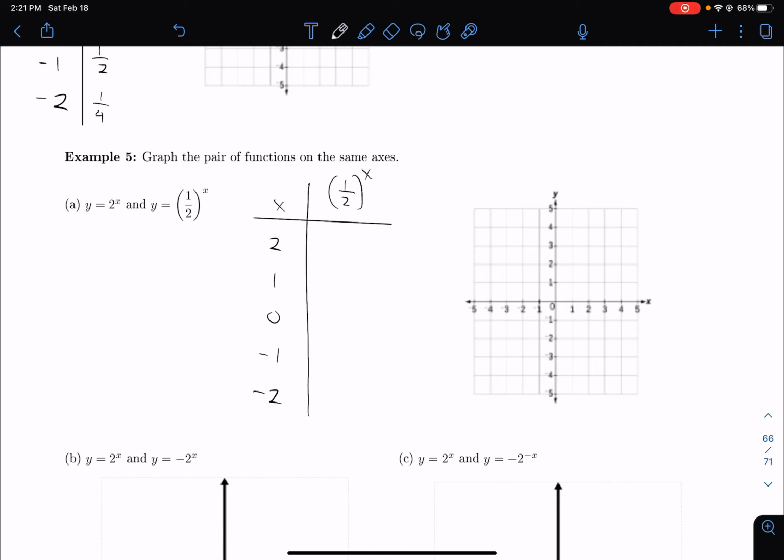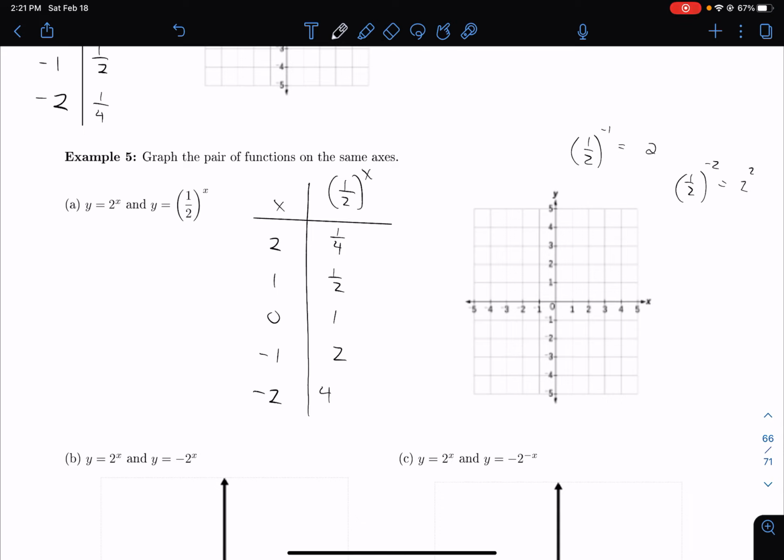If I plug 2 into it, I'll get 1/2 squared, which is 4. Sorry, not 4. What am I doing? 1/4. If I plug 1 in, I get 1/2. Something to the 0 power is 1. If I do it to the -1 power, 1/2 to the -1 power, when I do something to the -1 power, it reciprocals it, and I'll just get 2. And if I do it to the -2 power, 1/2 to the -2, it reciprocals the number, and then I change the exponent to a positive one. So it's 2 squared, which is 4.